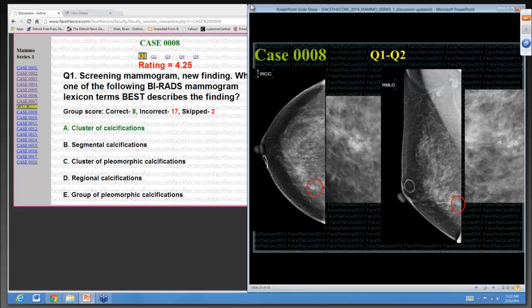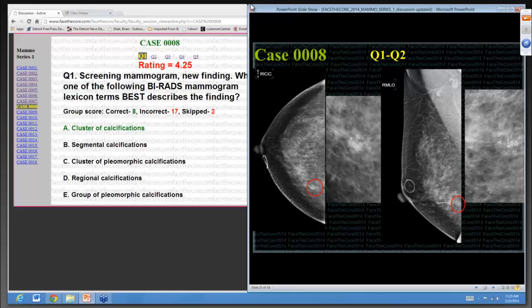And so the appropriate description would be cluster of calcifications. Majority of you got it wrong. Many of you may have given this answer, cluster of pleomorphic. We don't give morphology of a finding that we think is maybe a new finding that needs to be worked up or is something that's suspicious. So we only give morphology on a screening mammogram if it's something definitely benign.